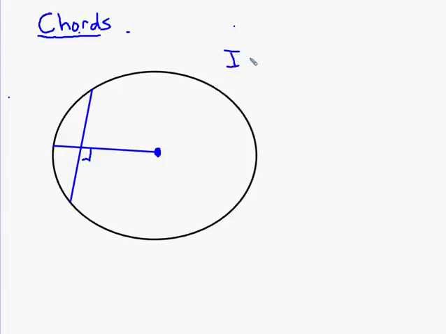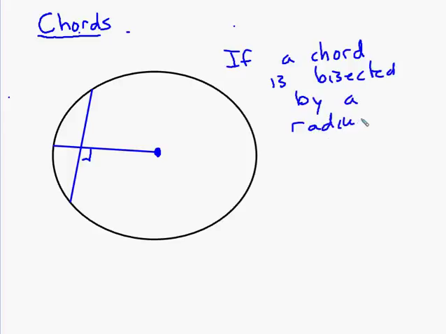So if a chord is bisected by a radius, then the chord is perpendicular to the radius.